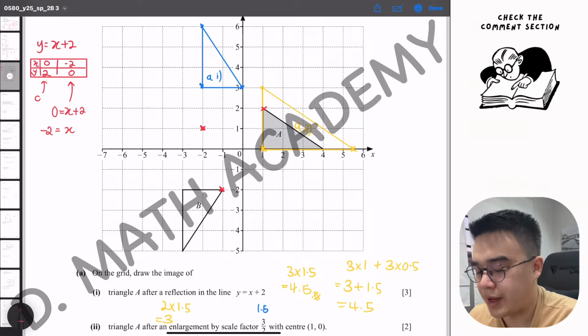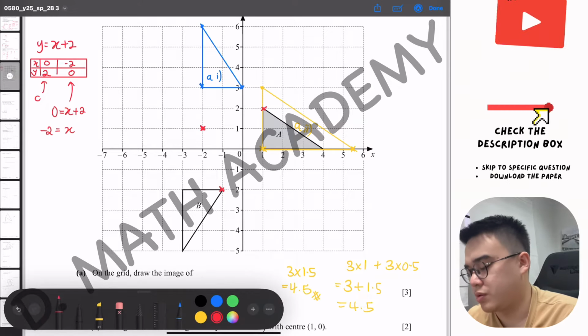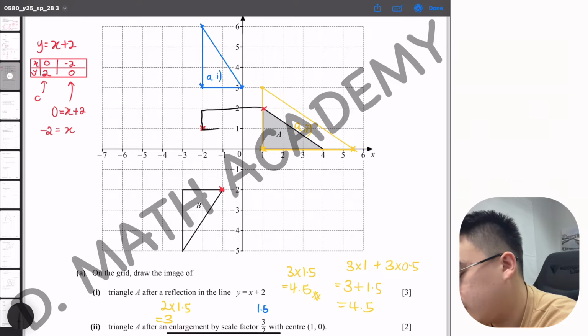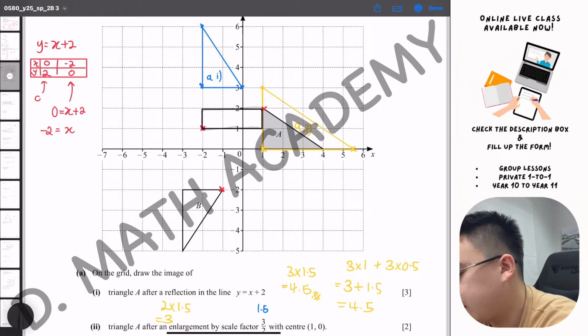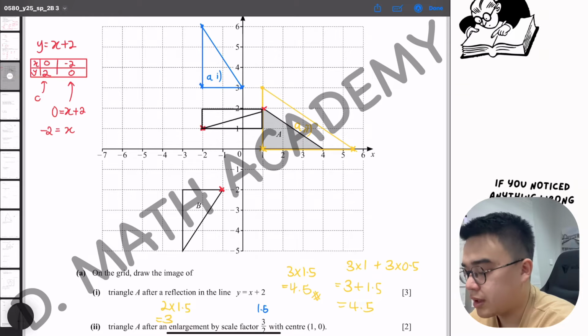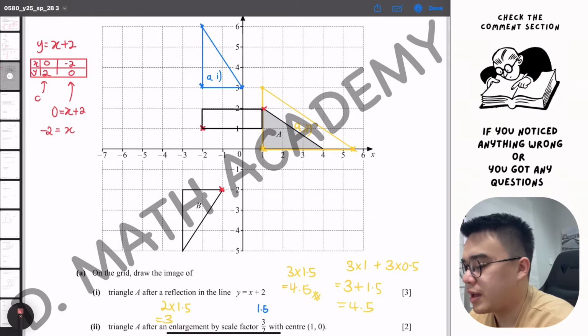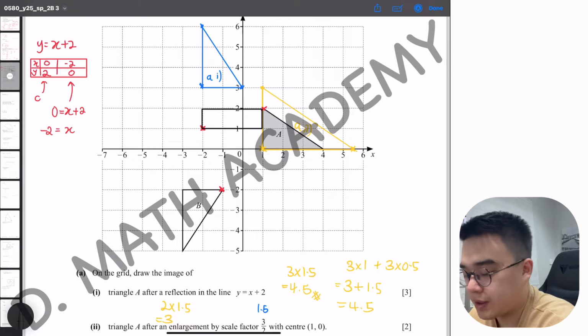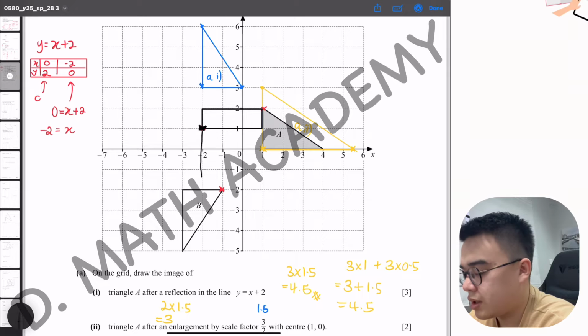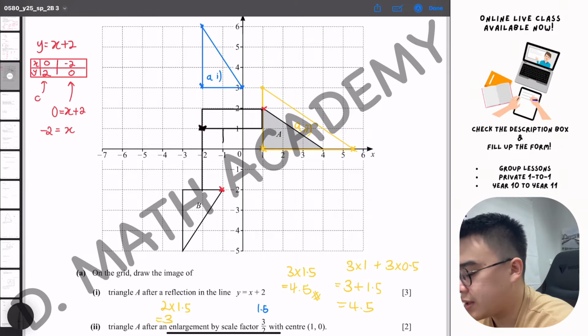So some students might ask, why is it so? Because I just draw a rectangle here. They're actually the diagonal of this rectangle that connects them up. Then when I use this particular point as the center of rotation, when I rotate it 90 degree, it will again meet at the diagonal.